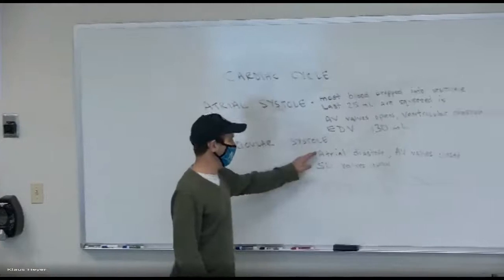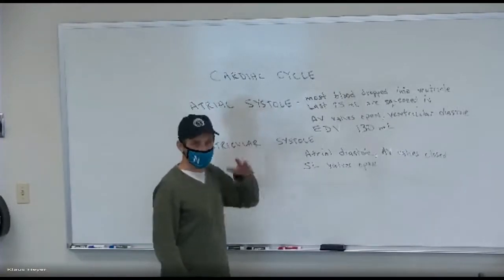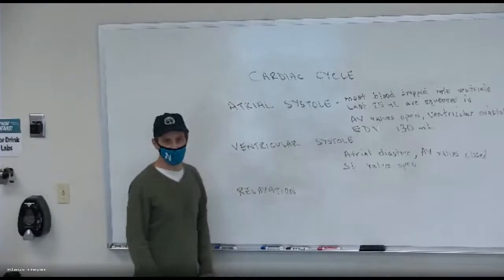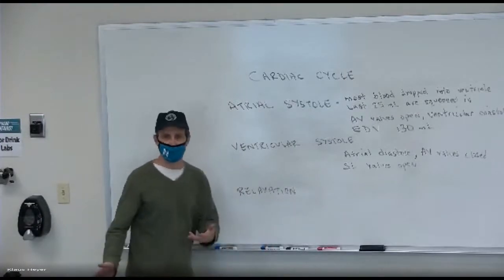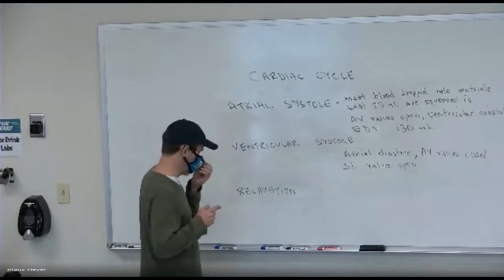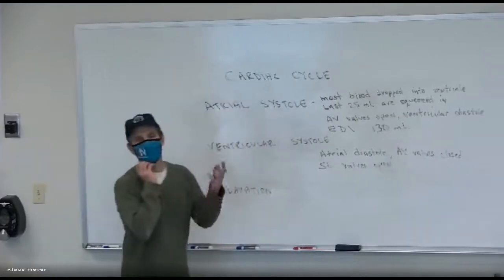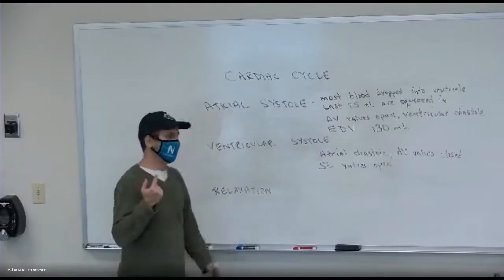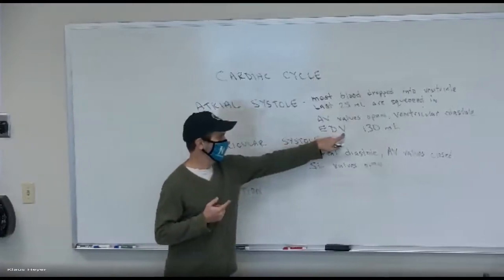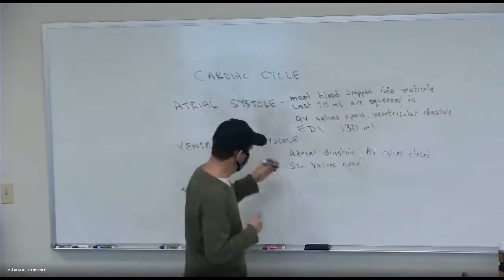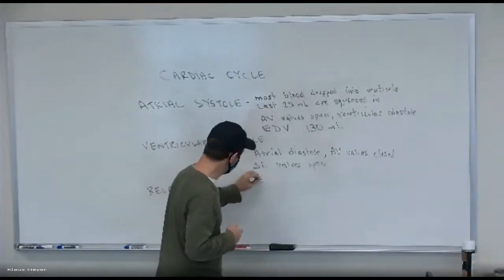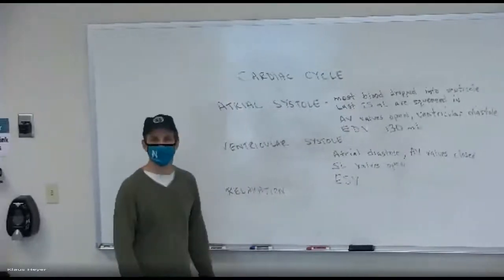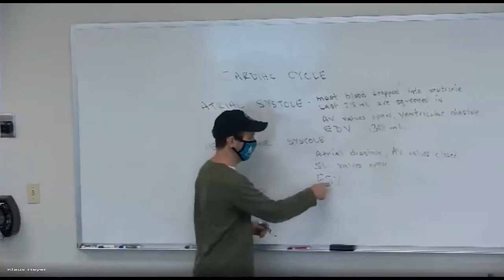So, AV valves closed, semilunar valves are open, the ventricles are contracting, therefore the atria have to be relaxing. And now we push the blood out, that's it. Blood's leaving, not all of the blood, because there's always some blood left. So the question is, when the ventricles contract, now we've got to use a different word, how much blood's left in the ventricle after it's done contracting? So end systolic volume.